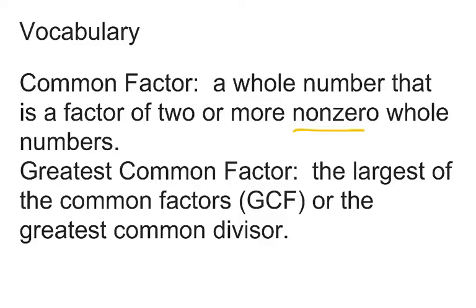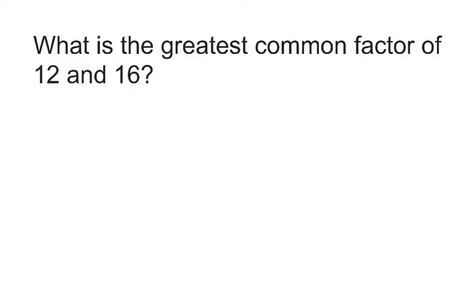The greatest common factor is basically just the largest of the common factors. It's abbreviated GCF, or the greatest common divisor is another word for greatest common factor. And I'll show you an example of why another term for it is greatest common divisor. So let's look at an example of greatest common factor. What is the greatest common factor of 12 and 16?